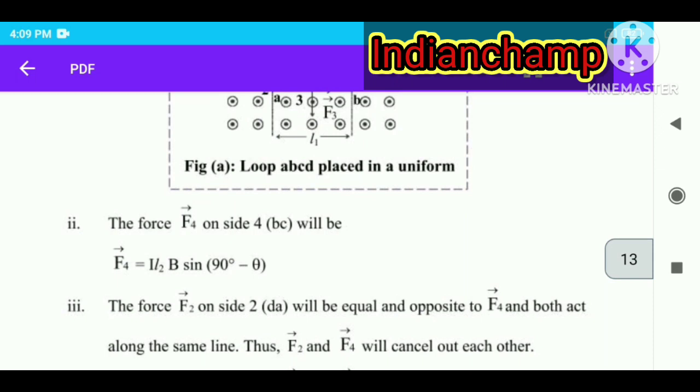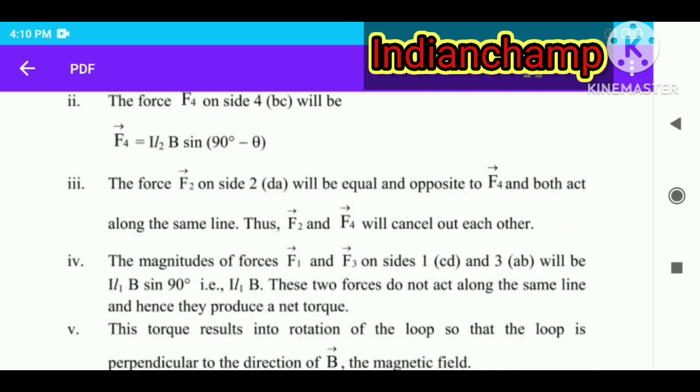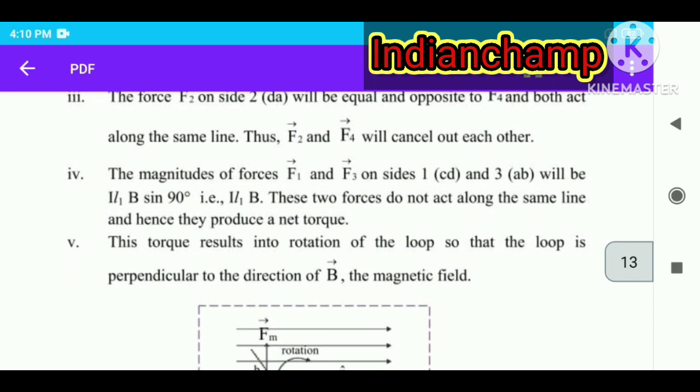Second, the force F4 bar on side BC will be F4 bar is equal to I L2 B sin of bracket 90 degree minus theta. Third, the force F2 on side DA will be equal and opposite to F4 bar and both act along the same line. Thus, F2 bar and F4 bar will cancel out each other. The magnitudes of the forces F1 bar and F3 bar on sides CD and AB will be I L1 B sin 90 degree, that is I L1 B.